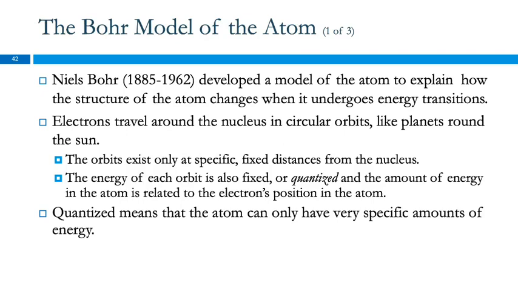That's great. The orbits are only at specific distances from the nucleus, just like the planets only orbit at specific distances, right? And the energy of each orbit is also fixed. It's related to the distance. We say it's quantized. So when something is quantized, it has certain set values and only those values.